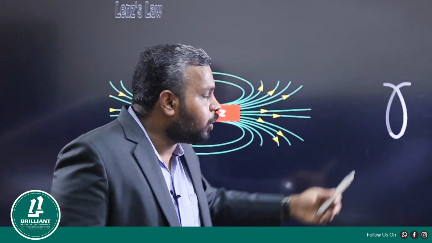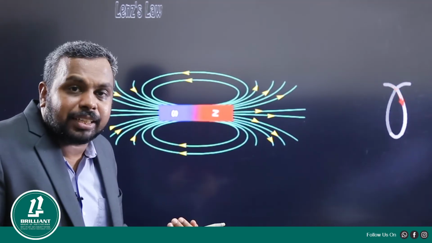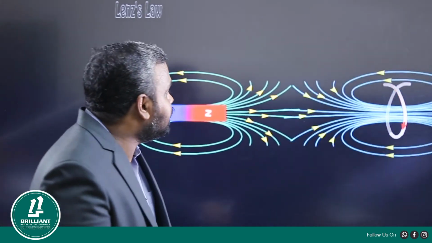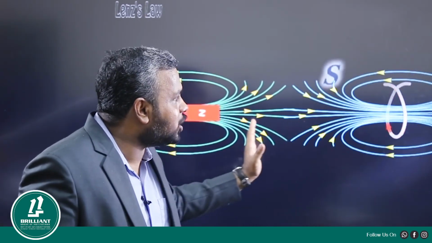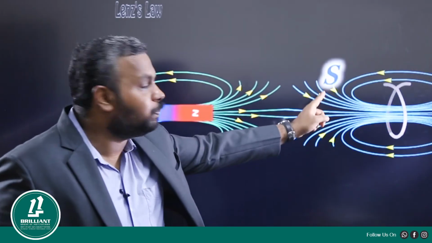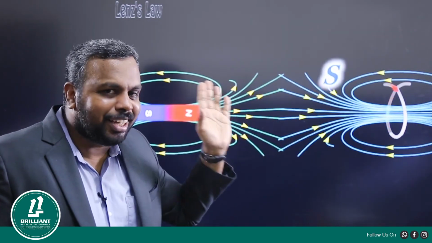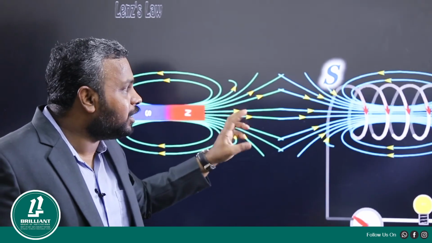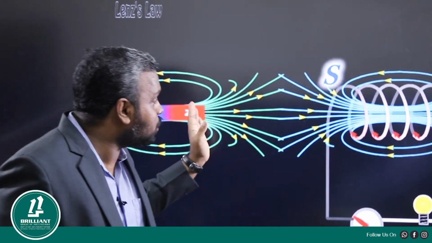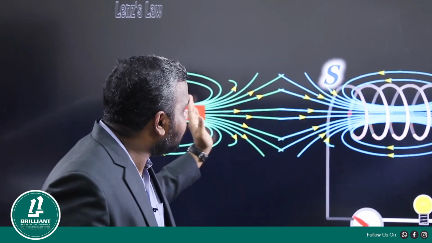So this end of the coil will try to oppose that movement. Try to oppose that movement means it will try to pull it back. Try to pull it back. For that, it should behave like which pole? South pole. I think it is very clear. Earlier, it had to behave like a north pole. Now it is behaving like a south pole. Then only it can pull it back.